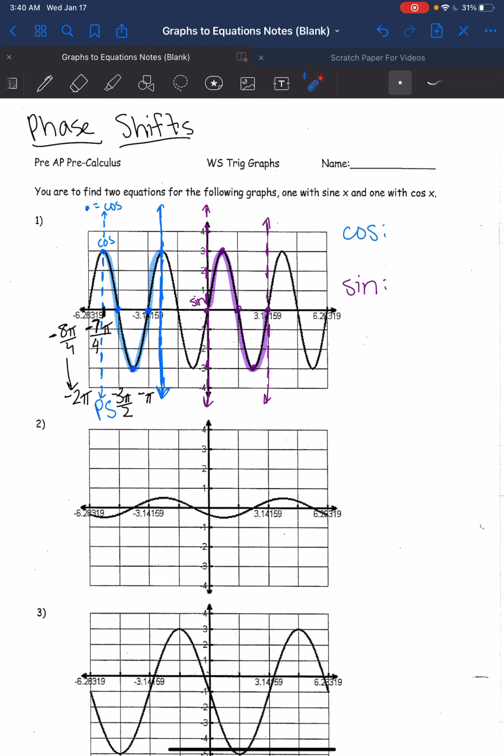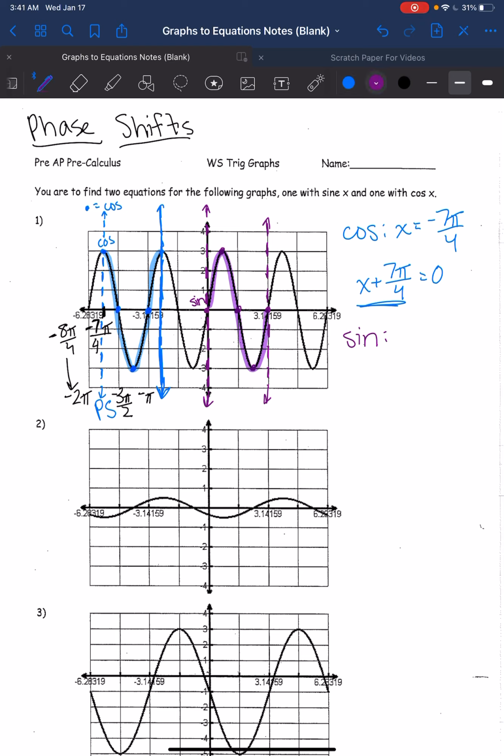So this is my phase shift for cosine for this particular curve. X equals negative 7 pi over 4. And then reminder, the goal is to build an equation from this information. So for your equation, all of it needs to equal 0. So to get it in that form, I need to move the 7 pi over 4 over here by adding it. So I need to write this as x plus 7 pi over 4 equals 0. So that I can write my equation correctly.